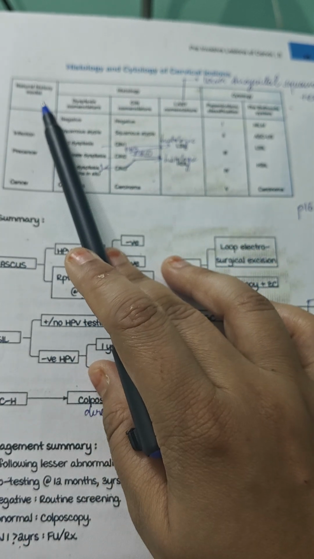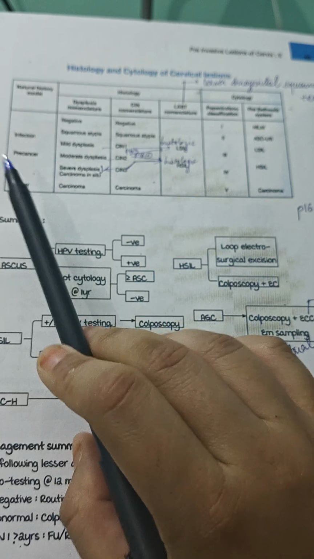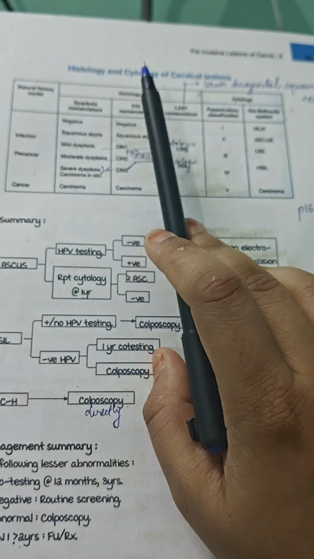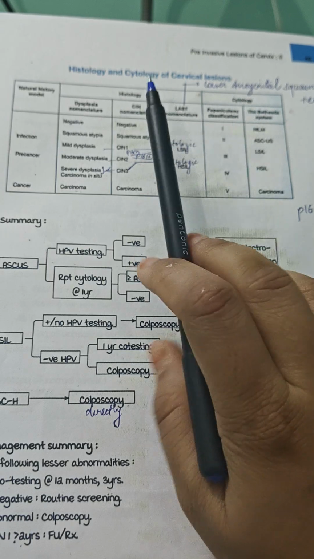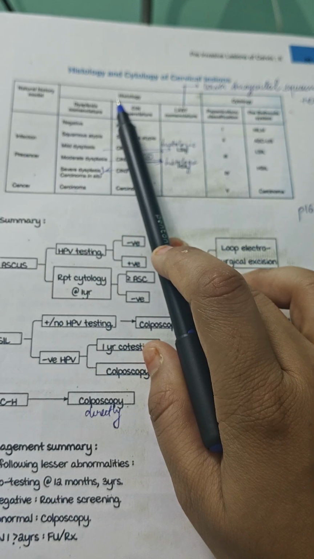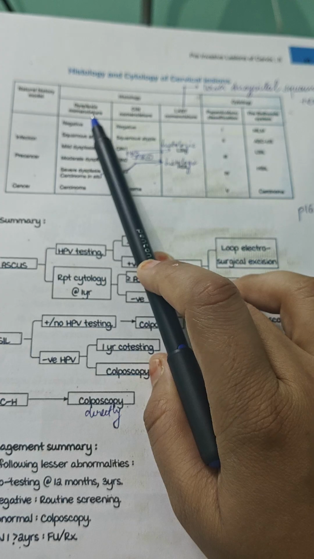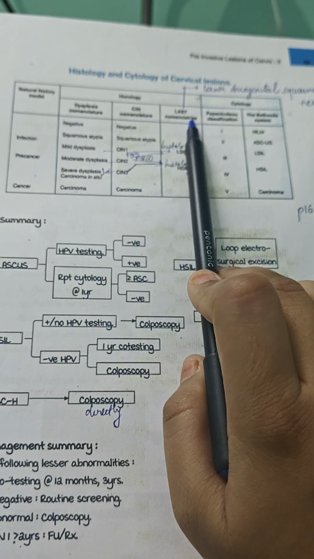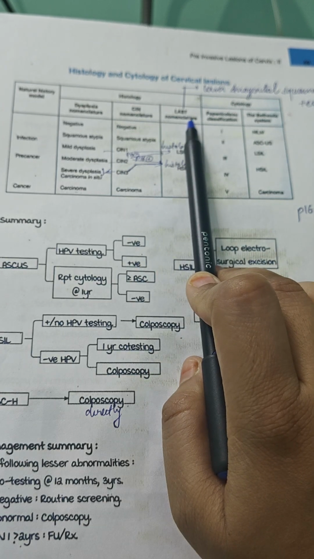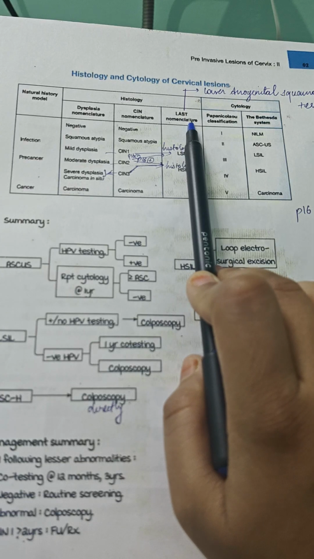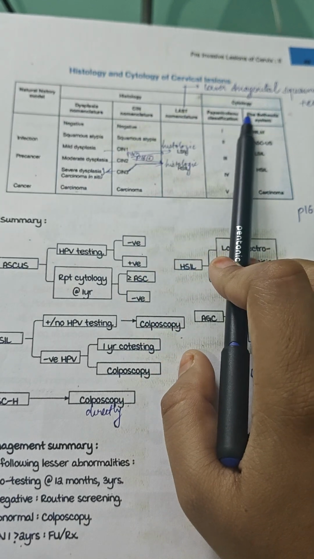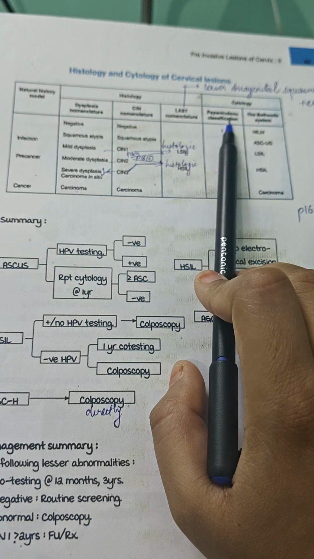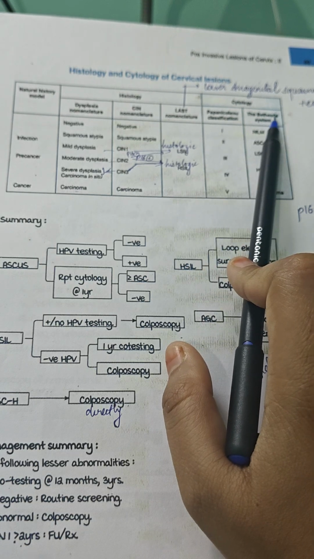So these are the different classification systems used for the cervical region based on histology and cytology. So natural history model: infection, precancer, and cancer. Then we divide it into histology based classification and the cytology based classification. For histology based classification, we have dysplasia nomenclature, CIN nomenclature, and the last is lower anogenital squamous terminology. So this is last. Then cytology includes the Papanicolaou classification and the Bethesda system of classification.